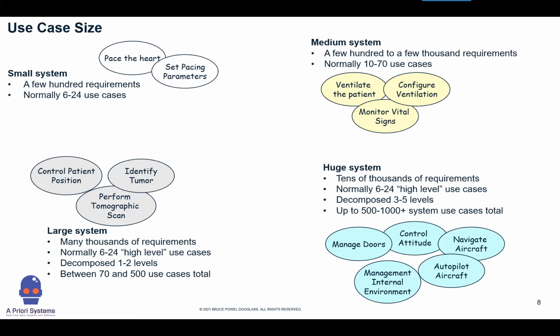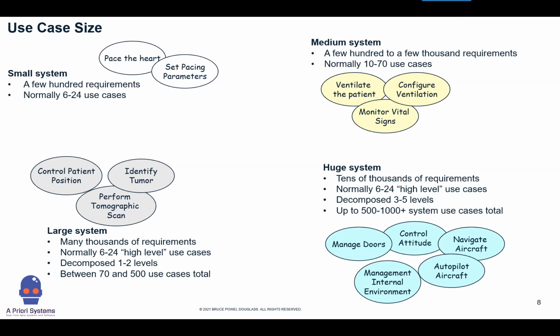So here we've got manage stores, control attitude, navigate aircraft, autopilot of the aircraft, manage the internal environments like air temperature and oxygen concentration and so on, pressure. Those are use cases you might find at an aircraft level, which might be further decomposed into smaller use cases as well. So that's how I think about managing this kind of use case size.